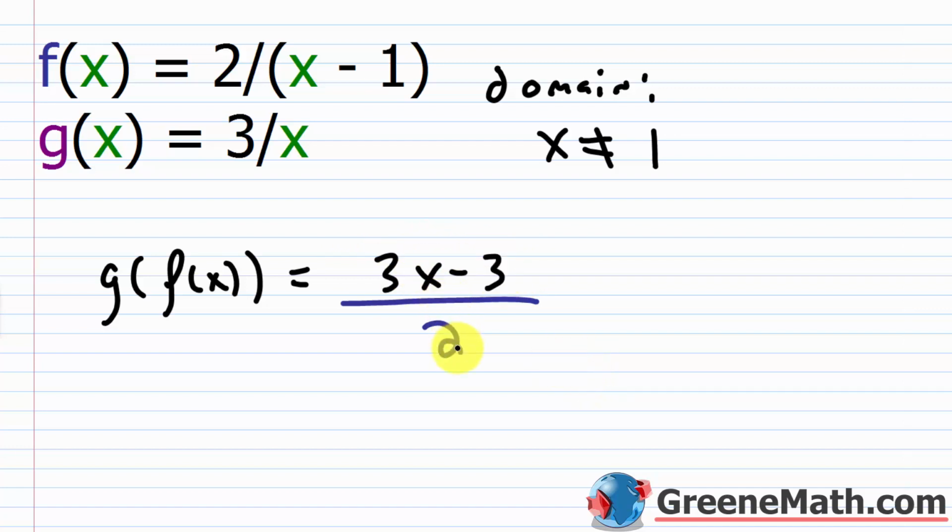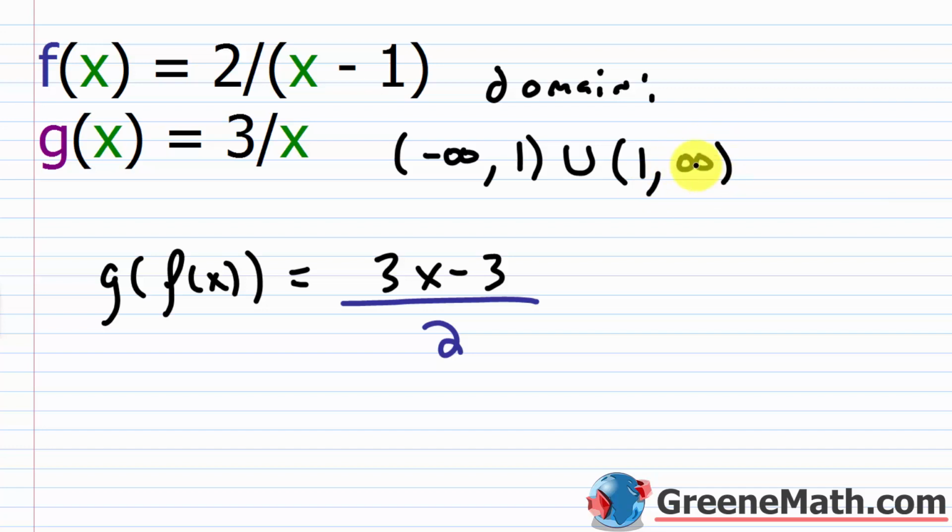This is a linear equation. So we have 3x minus 3 over 2. There's nothing I can't plug in for x there. So the domain for this is just going to be all real numbers except for 1. I can say that it's the set of all x such that x doesn't equal 1. Or you can use interval notation, it doesn't matter: from negative infinity up to but not including 1, and then union with anything larger than 1. You can do that as well.